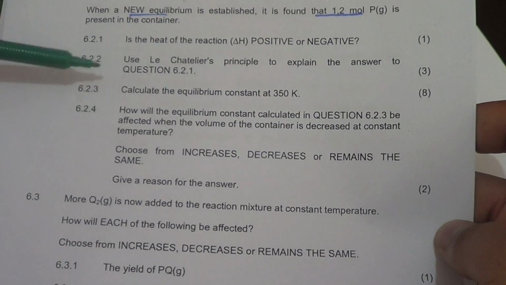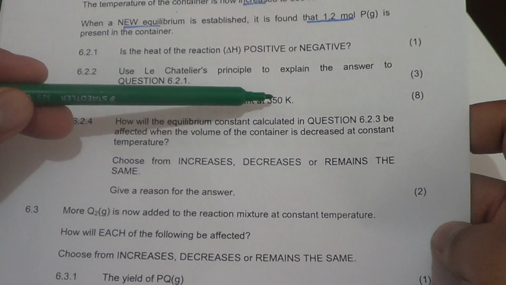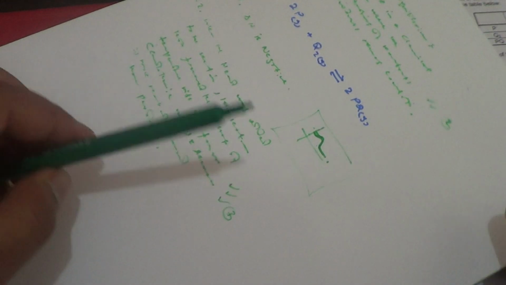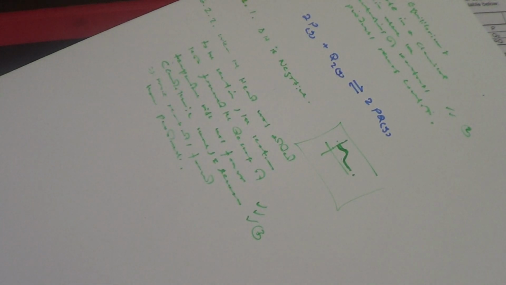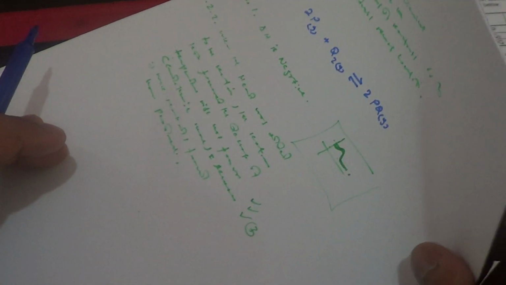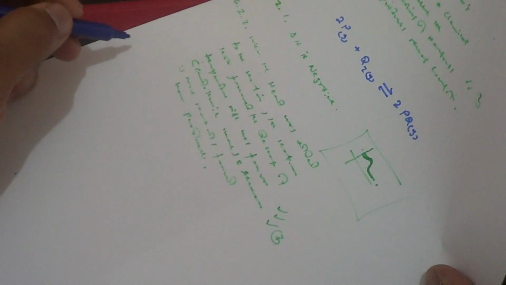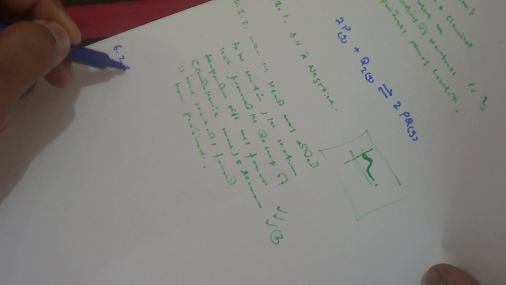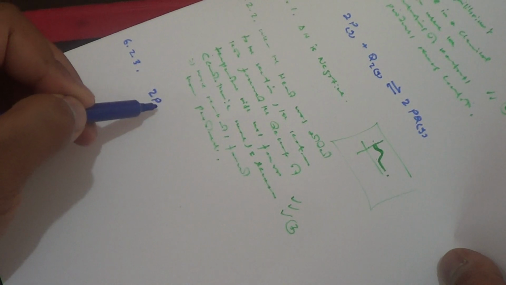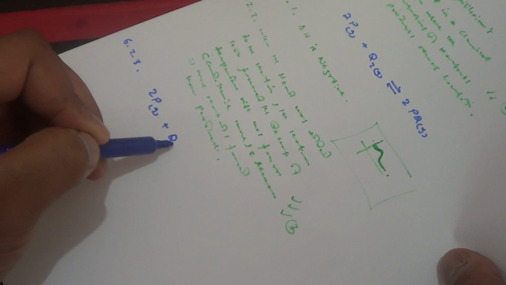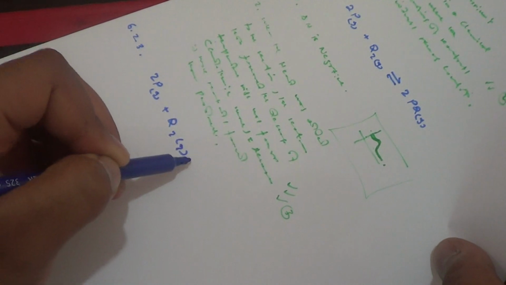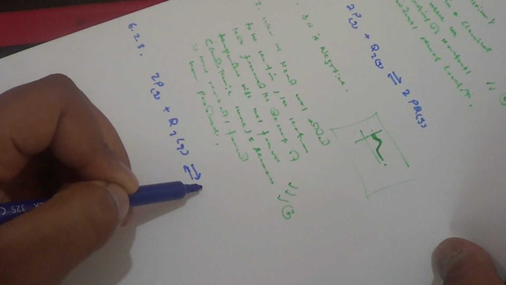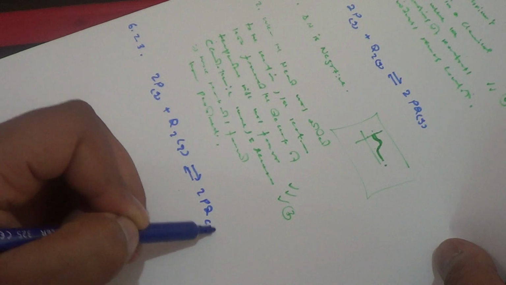So it says now, calculate the equilibrium constant at 350 K. All right. I should have written this one a bit more down. Okay, these are some of the big questions where you have to calculate the Kc. So 6.2.3, we know that 2P gas plus Q gas goes forward, goes backward as 2PQ gas.